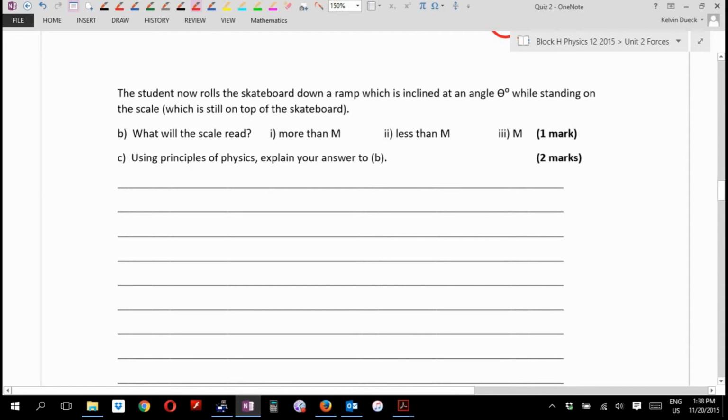Down a ramp, what will the scale read? More than m, less than m, or m? Convince me. Now, I'll take a number of possible solutions, but I think here is what I would do. I would probably bring out a good diagram.